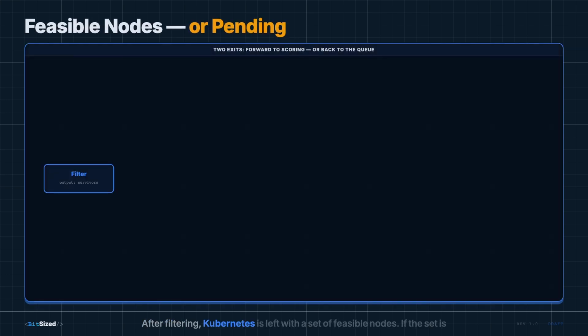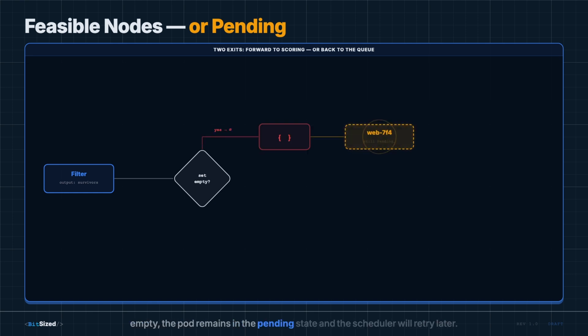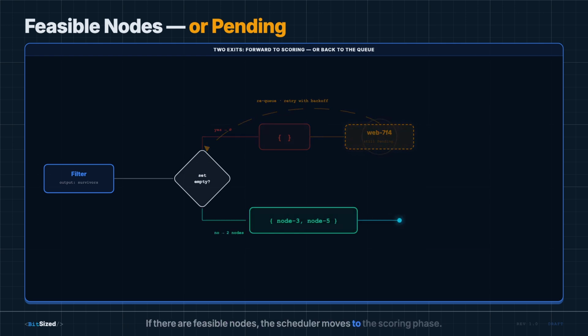After filtering, Kubernetes is left with a set of feasible nodes. If the set is empty, the pod remains in the pending state and the scheduler will retry later. If there are feasible nodes, the scheduler moves to the scoring phase.